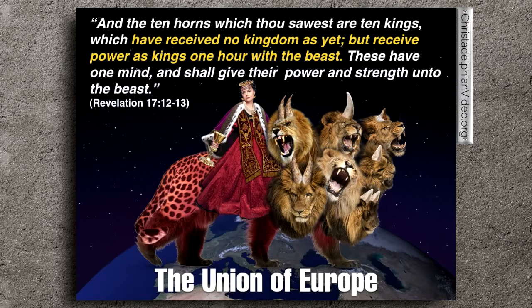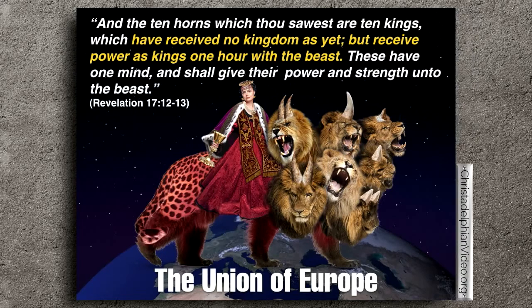We have a beast that was and is not, and yet is a beast made up of nations that by themselves have no kingdom, but they receive their power as kings one hour with the beast. Now listen to that. The 10 horns which you saw receive no kingdom as yet. They don't have strength by themselves, but together they will. So in 2014, the same guy had something to say about this very thing. One nation, because it was when Britain was starting to say, we're out, you know. So he tried to say, look, by yourselves, and this is what he had to say.